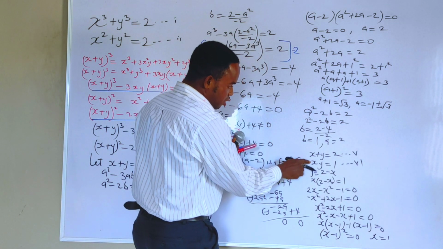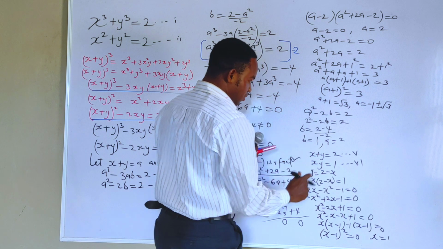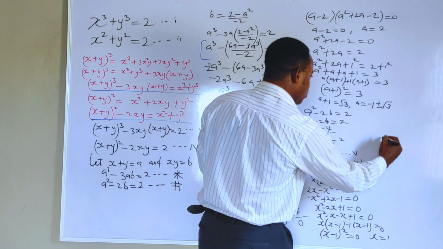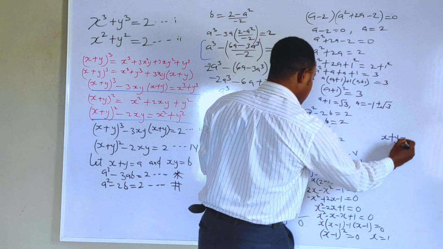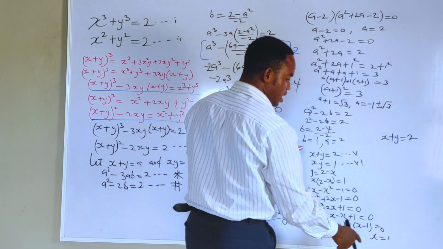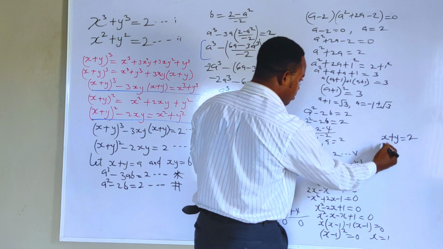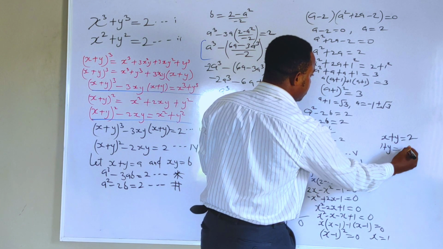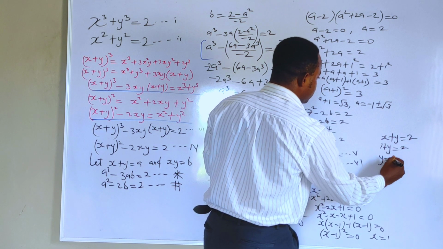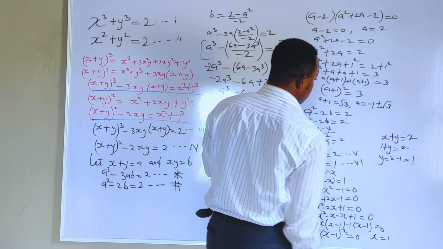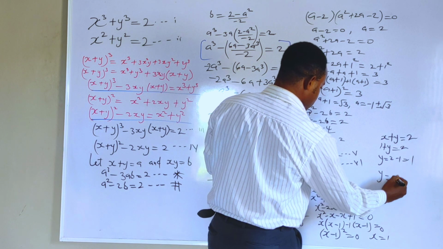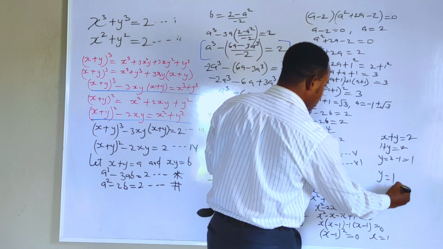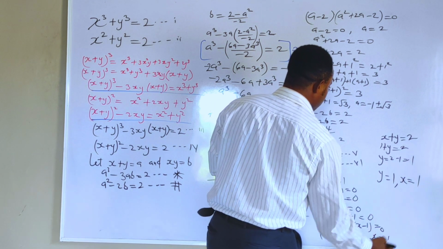We use the second equation here, so let's use the first one here. Since x is equal to 1, we have x plus y is equal to 2. And we are going to put 1 here, so we have 1 plus y is equal to 2, and y is 2 minus 1, which is 1. So y is equal to 1, and x is equal to 1.